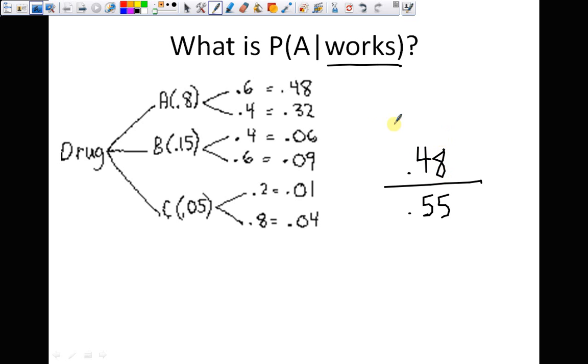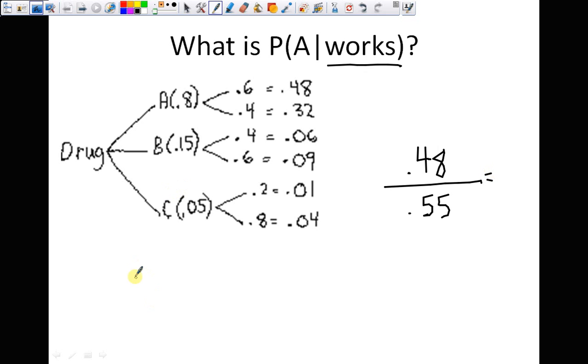Think about how we got that 55%. It was the 48, the 6, and the 1%. So the 48% out of the 55% is what our joint probability is going to be. So whatever that answer is in the calculator, I'm not going to do it in the calculator, but that's what your answer would be.